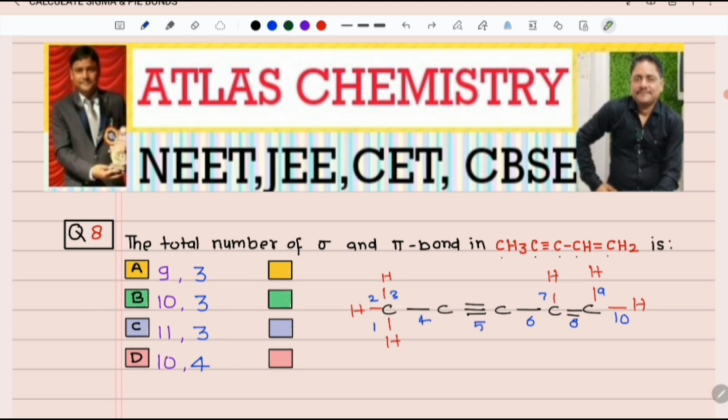Now we have to count the pi bonds. Here there are 2 pi bonds and here 1 pi bond. So in total there are 3 pi bonds. So the sigma bond count is 10 and the pi bond count is 3. Option B has 10 sigma bonds and 3 pi bonds. So option B is the correct option.